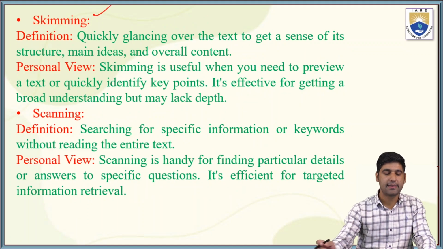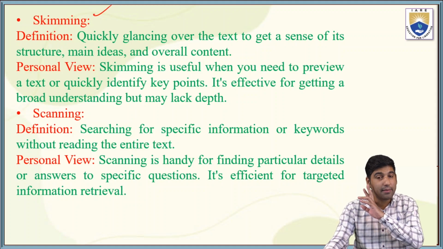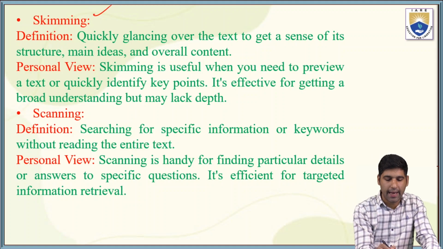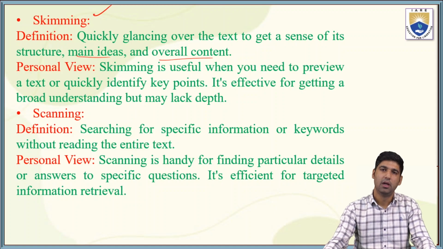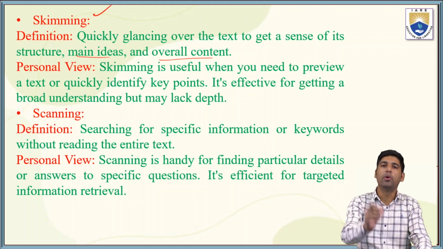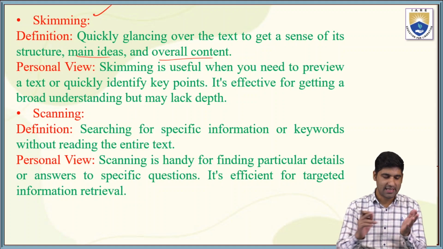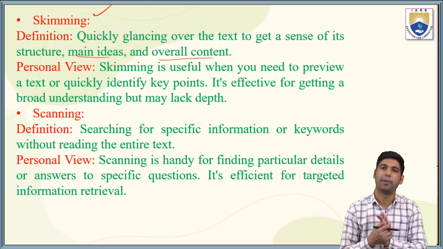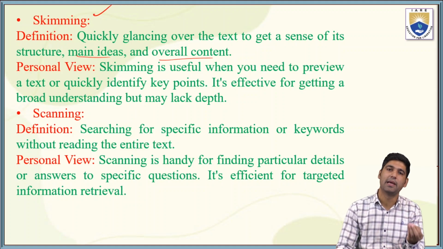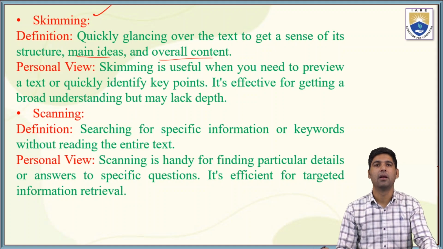We have the first technique, that is skimming. Skimming is quickly glancing over the text, when you quickly move your eyes over the text for one reason: to get the main idea and overall content. When you want to get only the main idea of the written text, the reading you are doing for that purpose is skimming. In skimming, you are skipping a lot of examples, illustrations, and extra details. You are focusing on the main content so that you can get the main idea on which the text has been written. That's skimming.